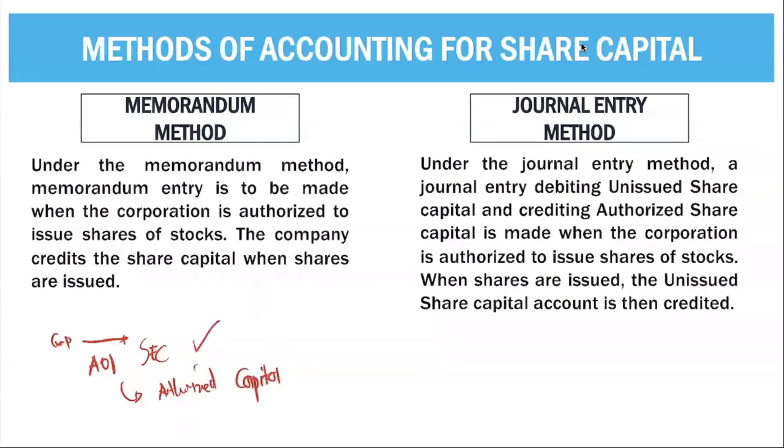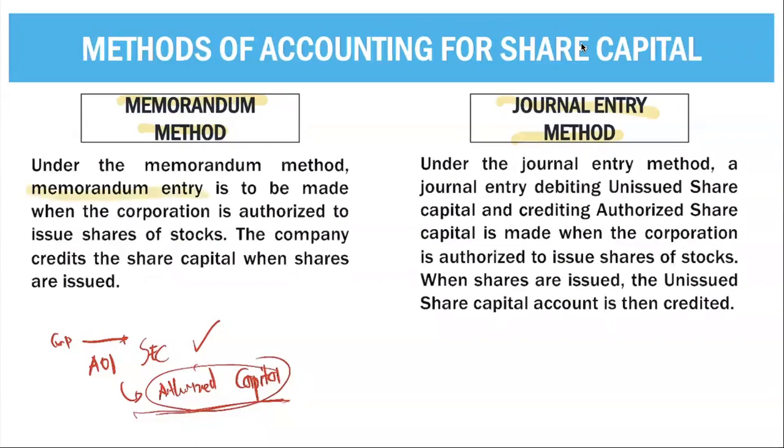Now, once the SEC approves the corporation, how do we account for this authorized capital? There are two methods of accounting for this authorized capital. First is the memorandum method. The second is your journal entry method. So how does your memorandum method work? Your memorandum method works by making a memorandum entry only.